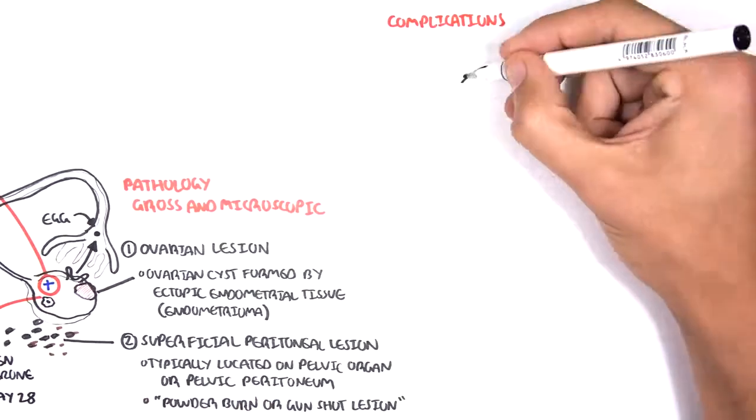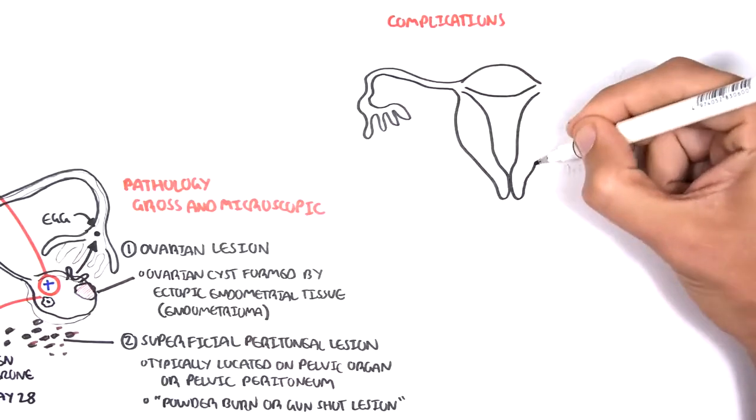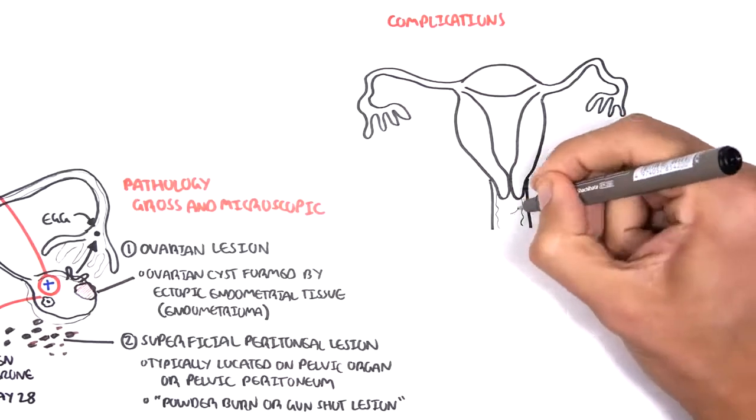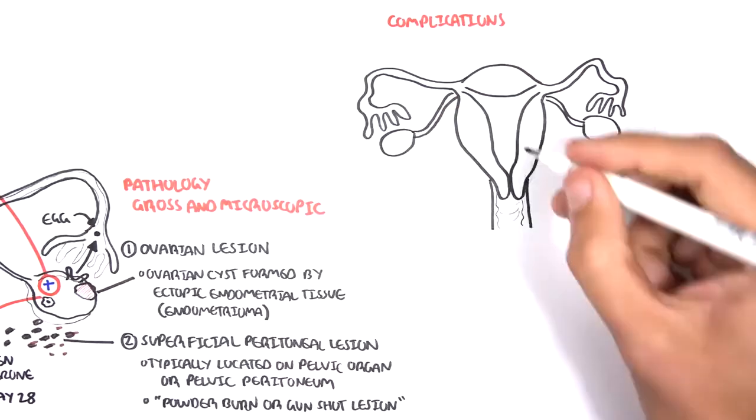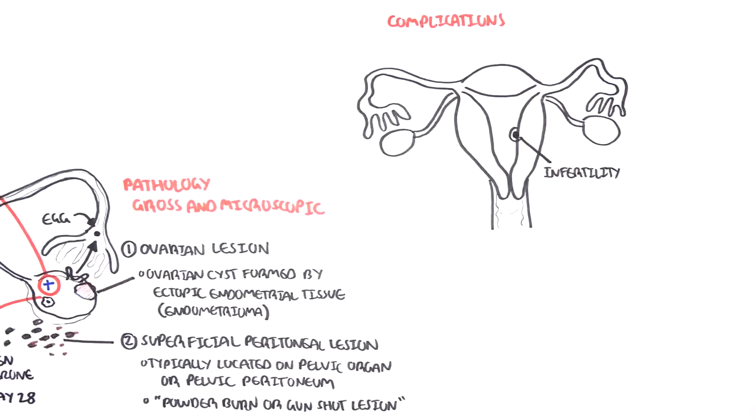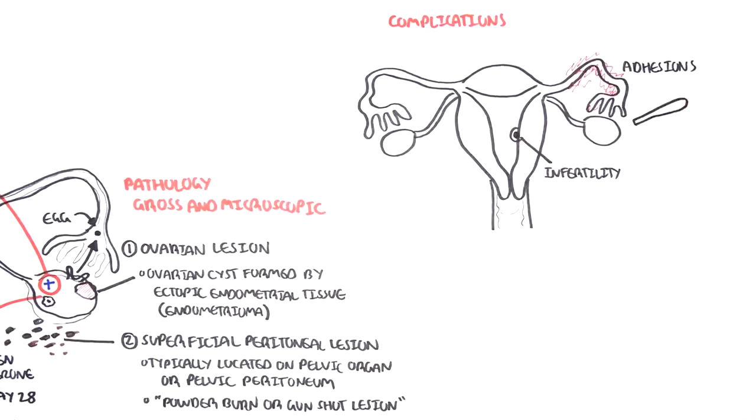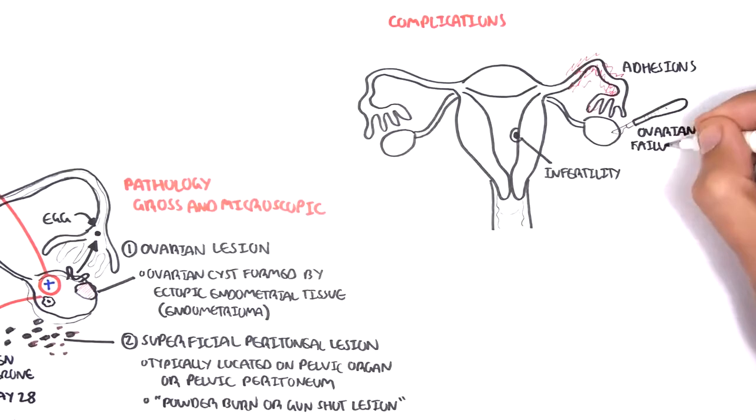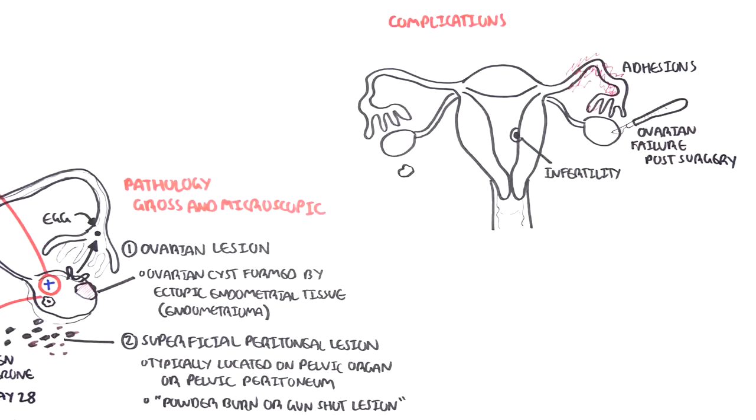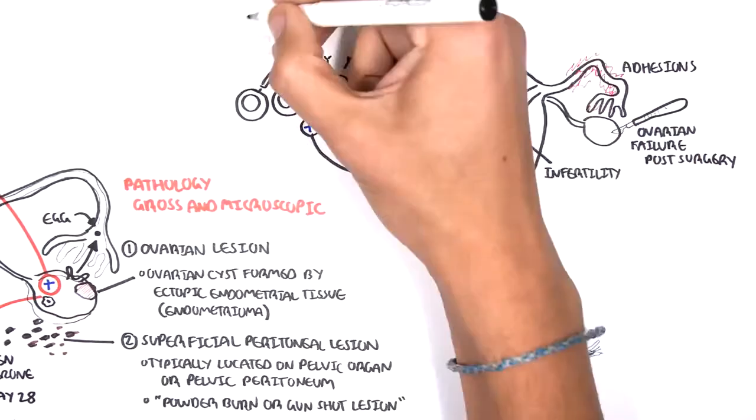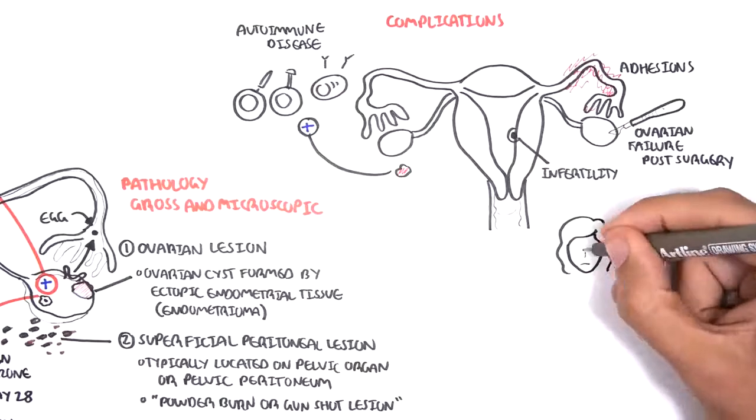Finally, it's important to talk about the complications of endometriosis, which include mainly infertility, development of adhesions because of inflammation or post-surgery, and ovarian failure post-operation. People who have endometriosis also have an increased risk of autoimmune diseases or predisposition to autoimmune diseases, as well as mental health problems.